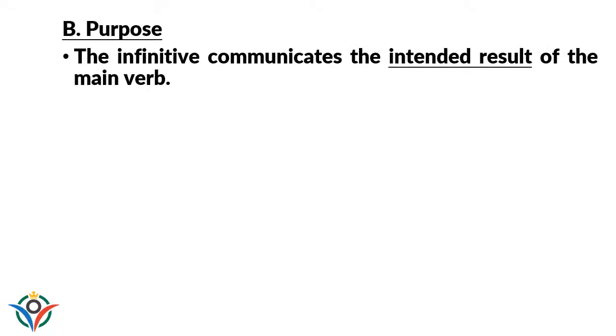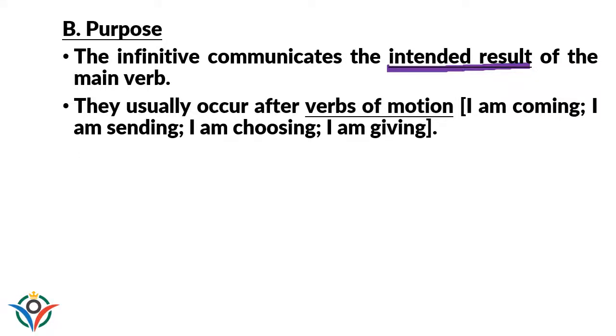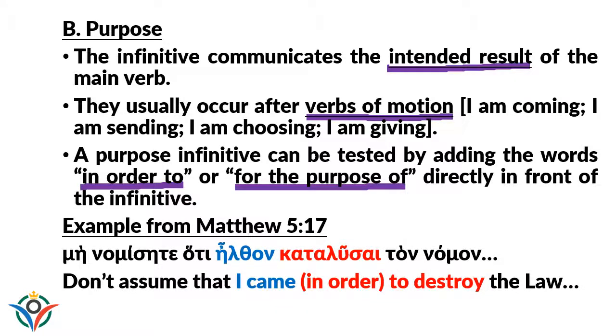Our next adverbial use is purpose. The purpose infinitive communicates the intended result of the main verb. They usually occur after verbs of motion. For example, I am coming, I am sending, I am choosing, I am giving, etc. A purpose infinitive can be tested by adding the words in order to or for the purpose of directly in front of the infinitive. Here's an example from Matthew 5 verse 17.